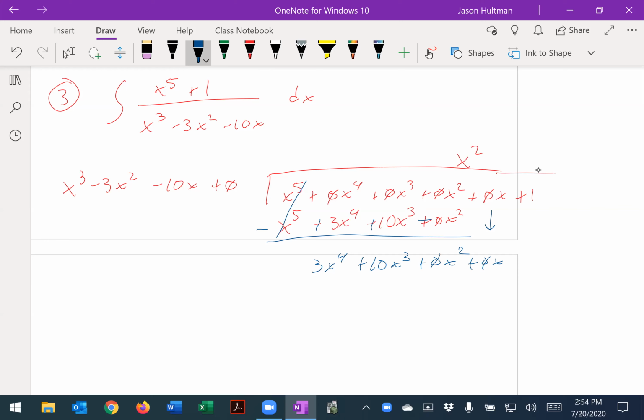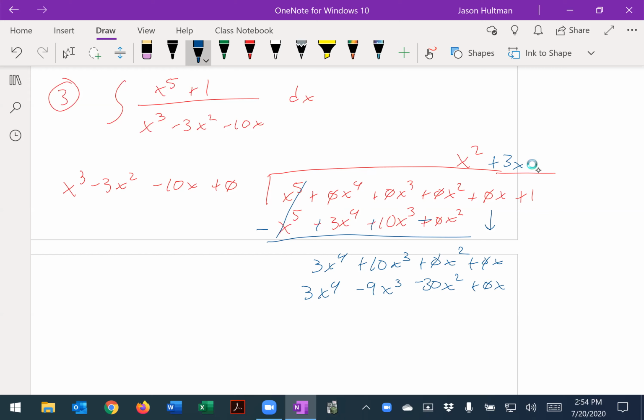Now we're going to plug in plus 3x, because what times x cubed is 3x to the fourth? It is 3x. So 3x times x cubed is 3x to the fourth. 3x times negative 3x squared is negative 9x cubed. And then 3x times negative 10x is negative 30x squared. And then we get 0x as well.